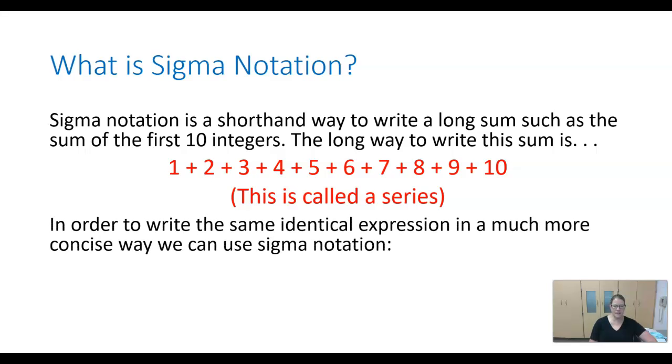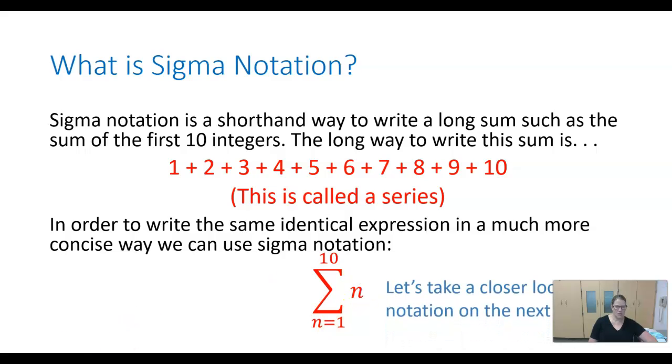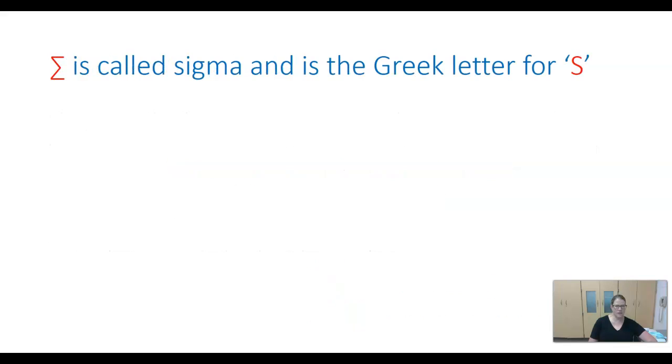In order to write this identical expression, but in a much more concise way, we're going to use something called sigma notation. So here it is. Notice this symbol here looks kind of like a capital E, kind of a strange capital E, and then it says n equals 1 to 10, and it has an n right here. So this is called sigma notation. It means the exact same thing as this up here, 1 plus 2 plus 3 till we get to 10, but it's just a lot quicker and more concise to write. So let's take a closer look at this on the next slide.